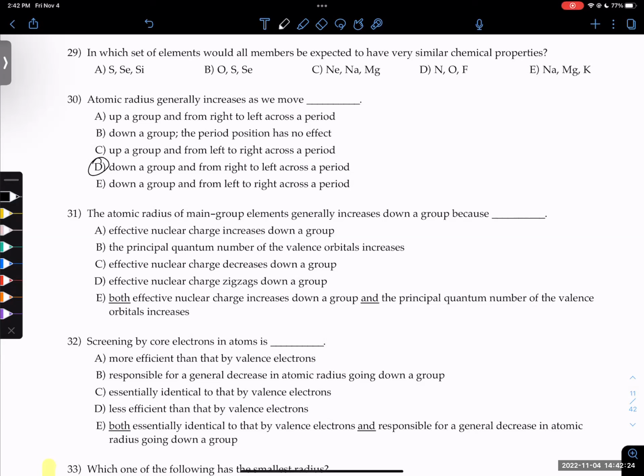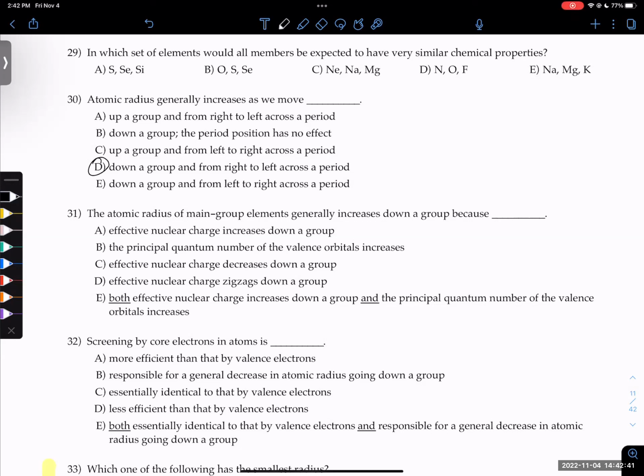Why is it not C? Technically, because you're adding more protons, it's not that the effective nuclear charge decreases. Because there are more protons, technically it does increase. But because there are more orbitals, that's why the atomic radius still increases, right?